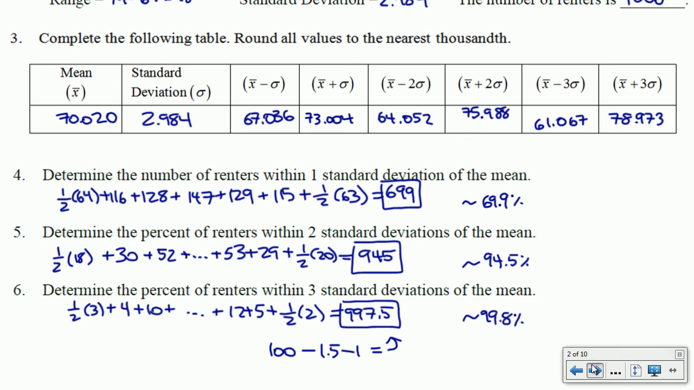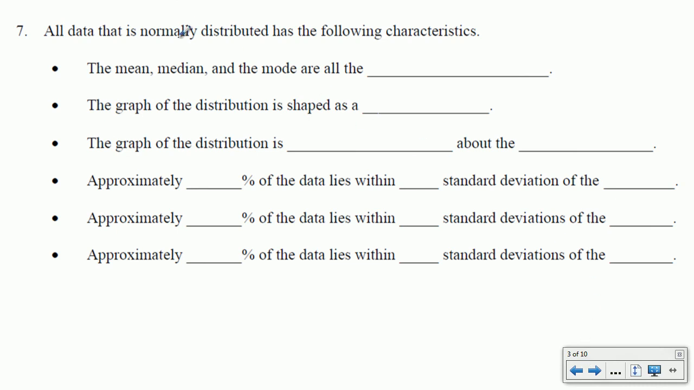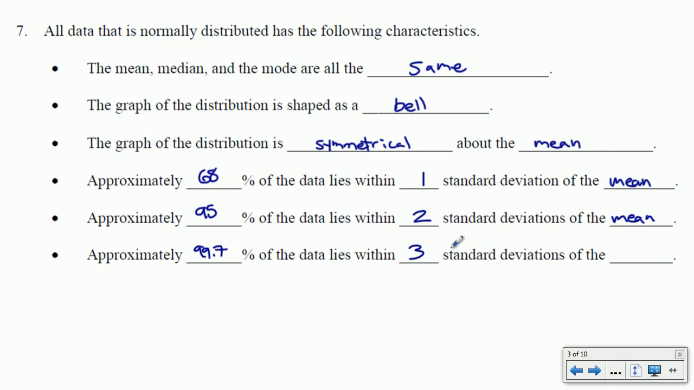And now on to a few important characteristics of the normal distribution. All data that is normally distributed has the following characteristics. The mean, median, and mode are all the same. The graph of the distribution is shaped like a bell. The graph of the distribution is symmetrical about the mean. Approximately 68% of the data lies within 1 standard deviation of the mean, and approximately 95% of the data lies within 2 standard deviations of the mean. 99.7% of the data lies within 3 standard deviations of the mean.